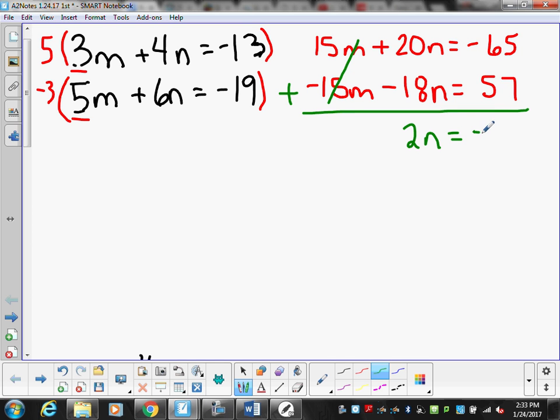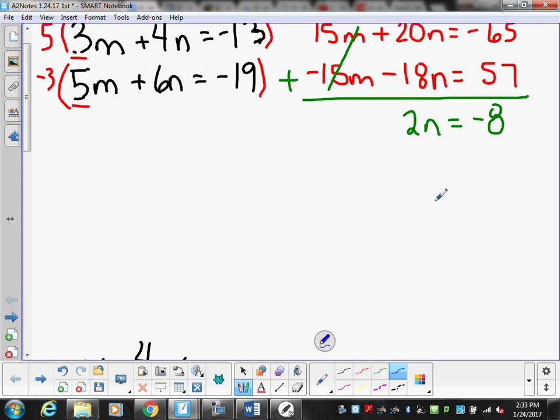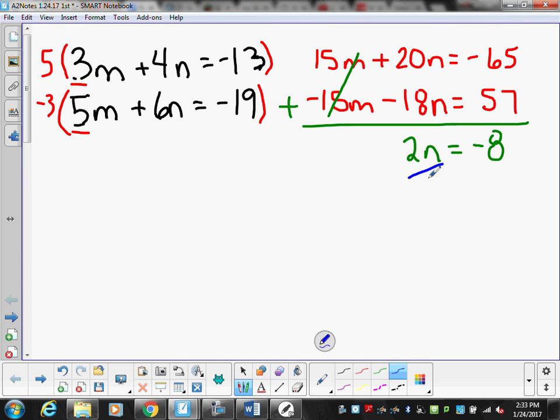And then I got this part. So you divide both sides by the 2, not by the 2N, but by the 2. So N is -4. N equals -4. Good job.